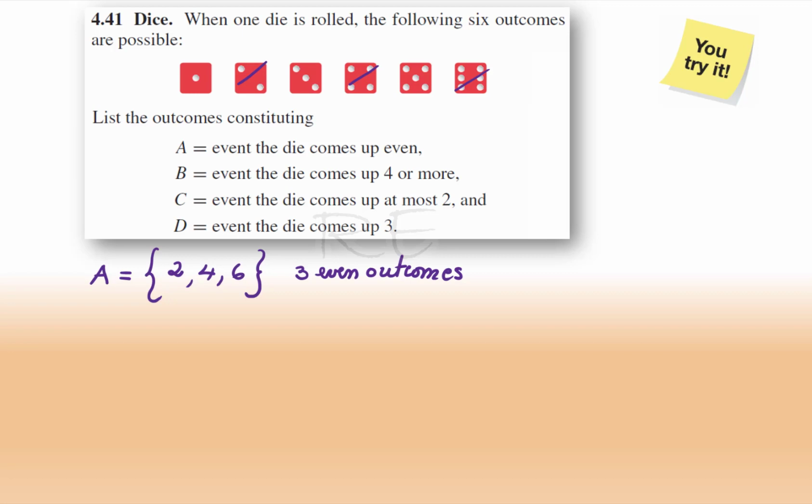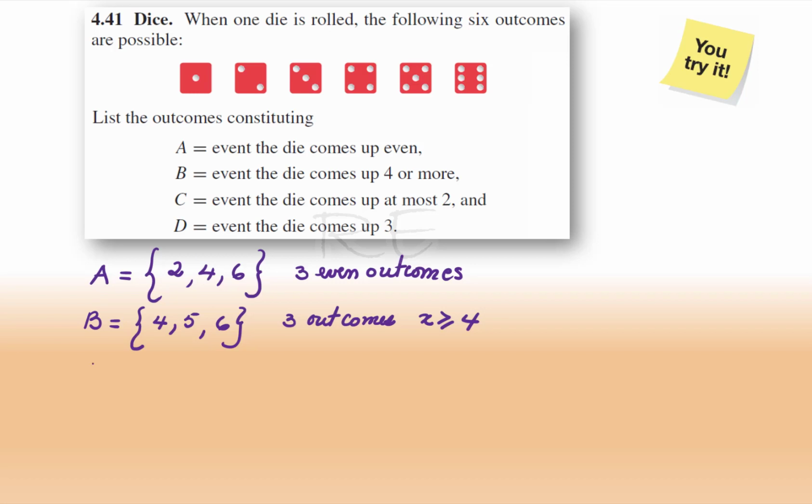Event that the die comes up 4 or more. 4 or more means the number must be greater than or equal to 4. So it's going to be 4, 5, and 6. 3 outcomes. For C, event that the die comes up at most 2.